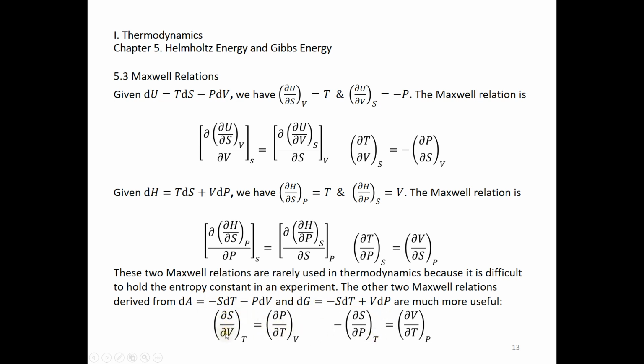Delta S over delta V is delta P over delta T. Negative delta S over delta P is delta V over delta T. These two are really useful, because by measuring this, we can get how entropy changes with volume. By measuring this, we can get how entropy changes with pressure.